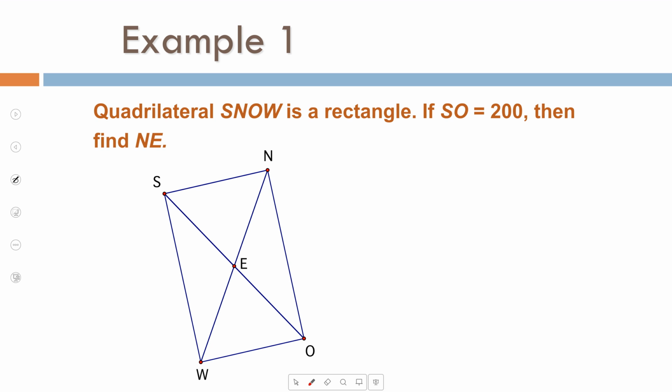So if SO is 200, then NE is. Well, this is kind of a silly question because we've talked about this. If this puppy is 200, how long is this guy? 100. How long is this guy? How long is this guy? How long is that guy? 100. So notice they're all the same thing.